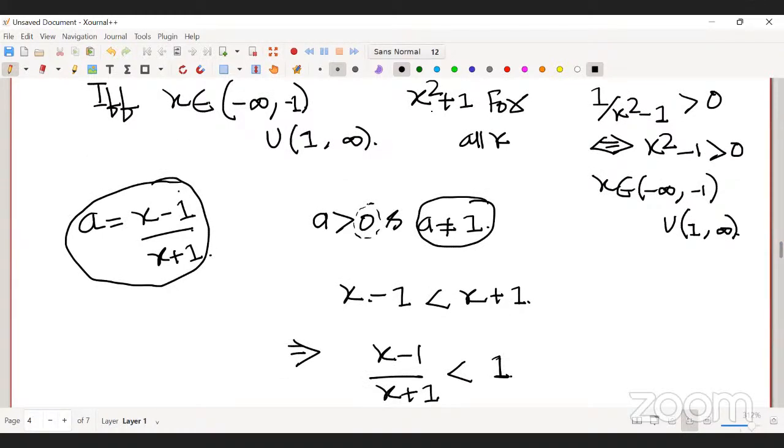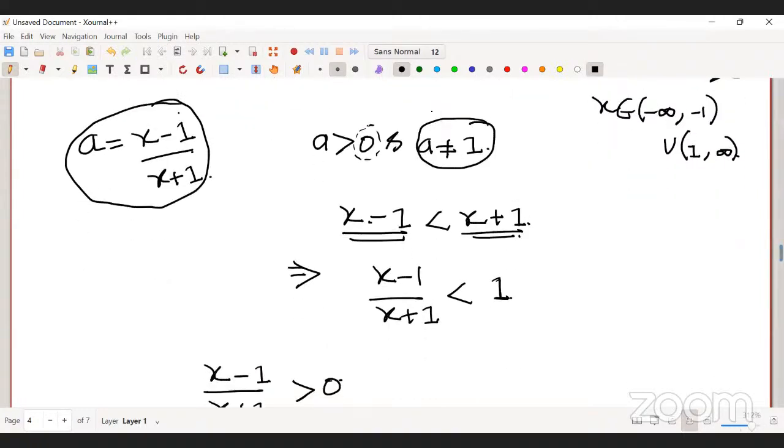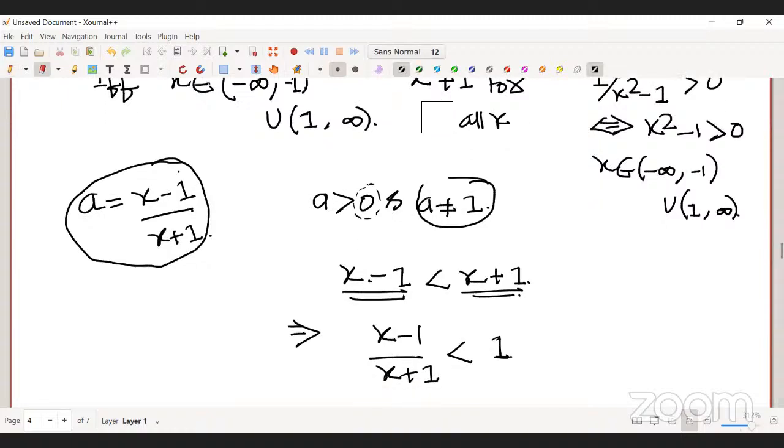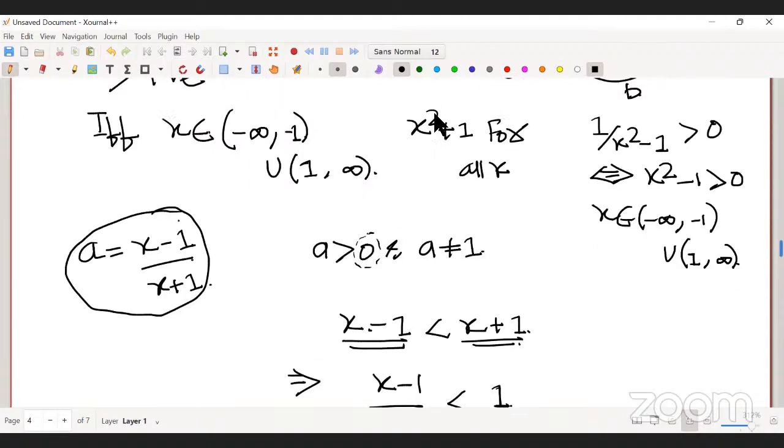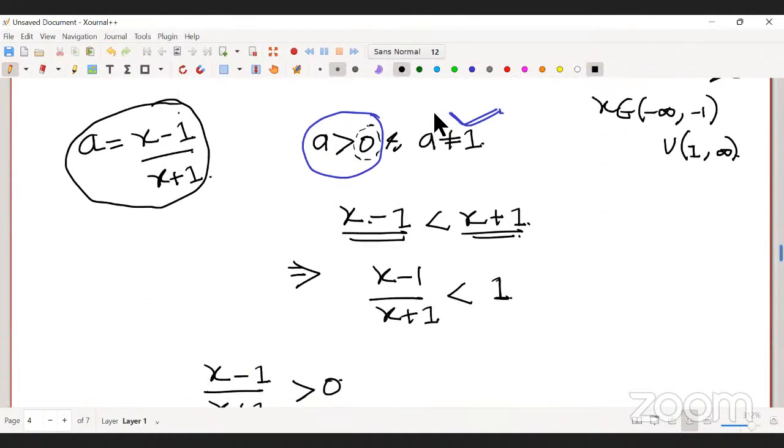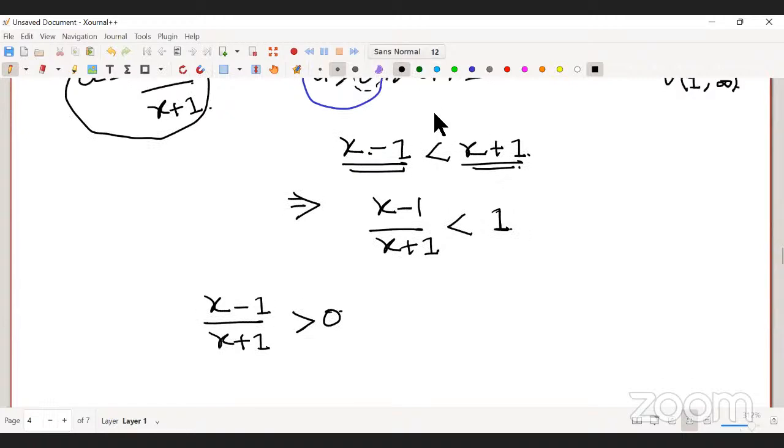So the next thing is, A is nothing but x minus 1 by x plus 1, right? Yes. Do you agree that x minus 1 is always less than x plus 1? Yes, sir. So that means x minus 1 divided by x plus 1 is always less than 1. So I don't have to worry about this condition, because my A cannot be 1, right? Yes, it's less than 1. So I'm fine with this condition, but I have to make sure that A is greater than 0, right? Yes. So I have to make sure that x minus 1 by x plus 1 is greater than 0. When is this greater than 0? When x is greater than 1.